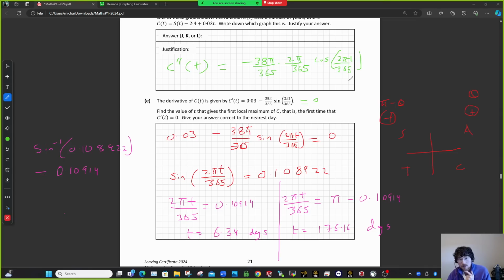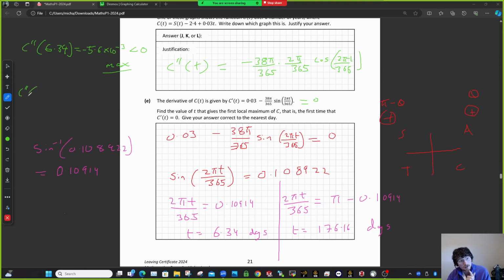Now, when you put the first value in, which is the only value that most people would have got, you get a very small value. It's minus 5.6 by 10 to the minus 3. And that's negative, which means it's less than 0. If it's less than 0, it's a max. We don't want a max.